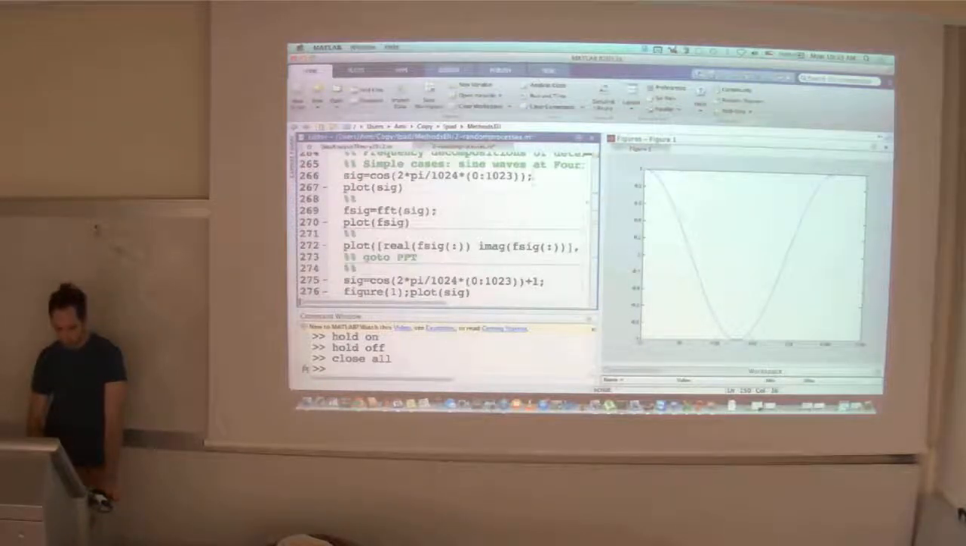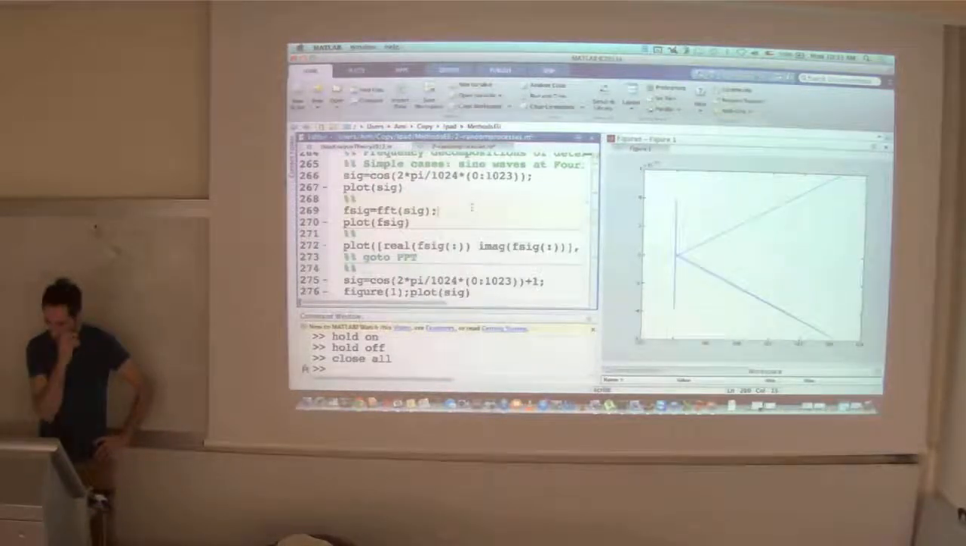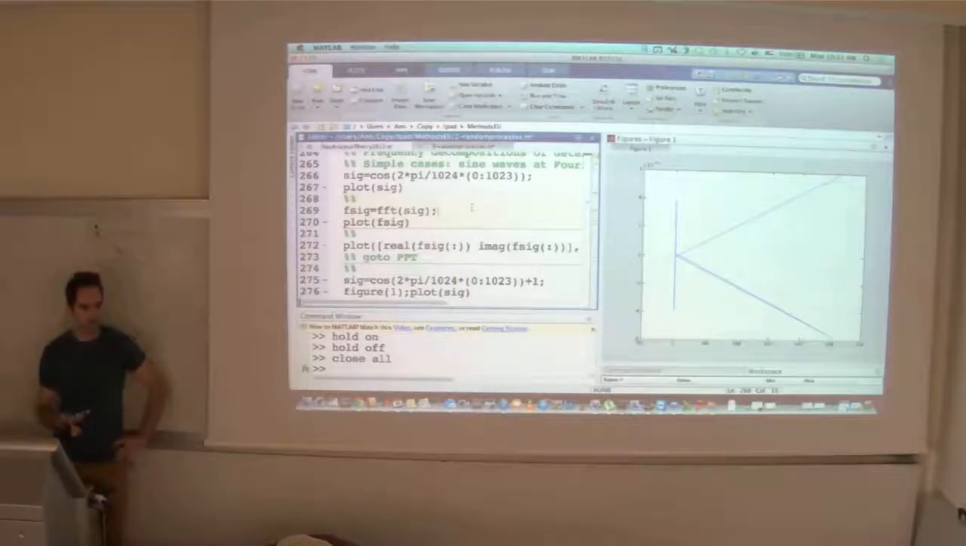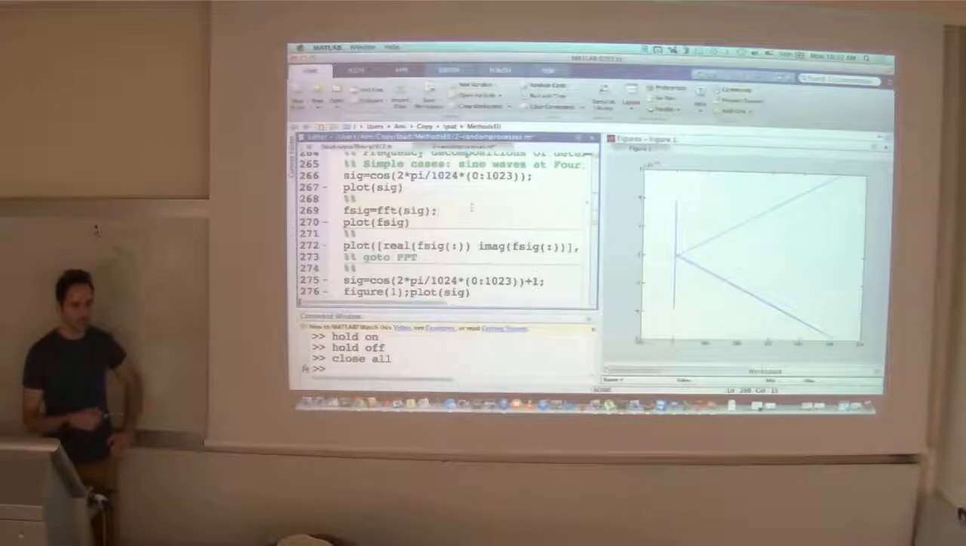Okay. So this is the formula that we just saw, and I plotted the signal. Now I'm going to plot the result of the FFT. Okay, and it looks like this. Why? Does anybody have the answer for what we see here? It's totally different than what we expected, right?